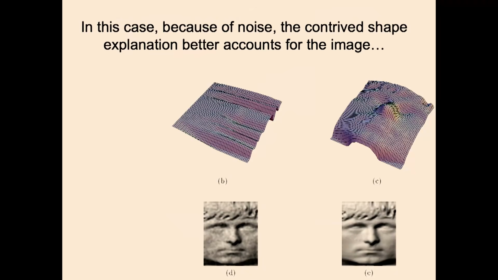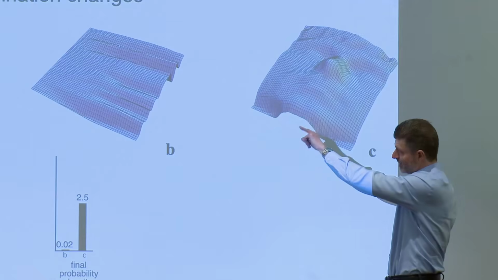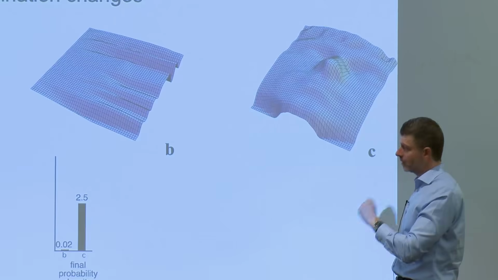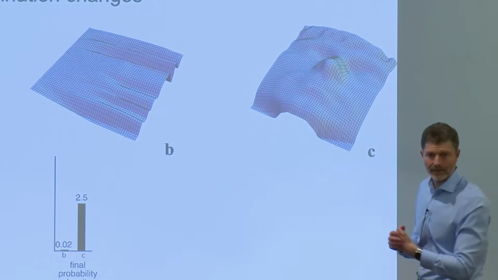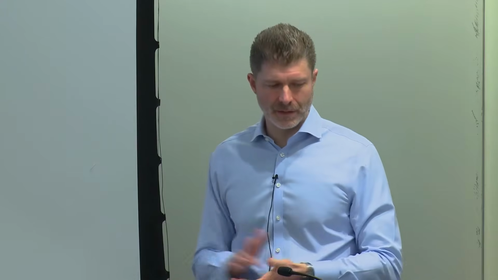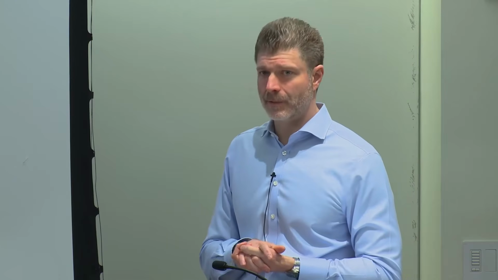But the key concept is that because the illumination has to be exactly right for that shape to generate the image, if you integrate out illumination, this thing ends up being a lot more likely. That's what you see. So the take-home message here is that we don't actually really need a generic viewpoint assumption. No assumption is really needed. Interpretations under generic views or generic anything are just more likely given standard probabilistic inference, assuming that we integrate over variables that we don't need to estimate precisely.